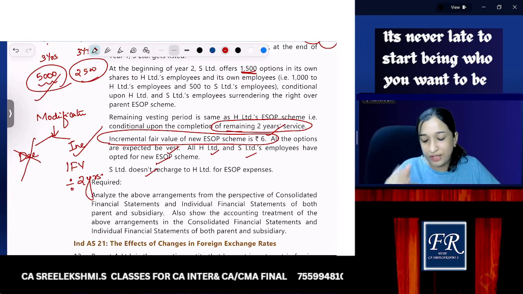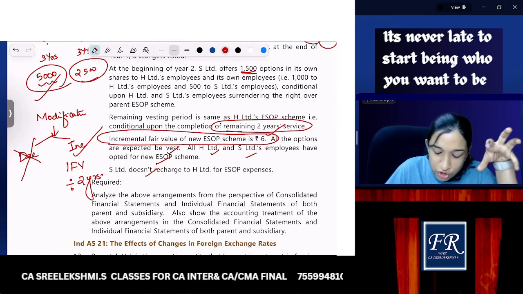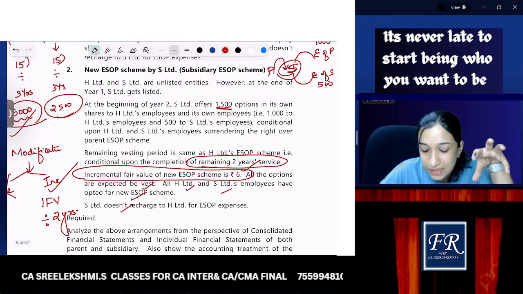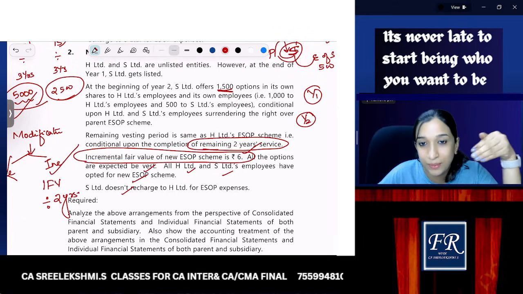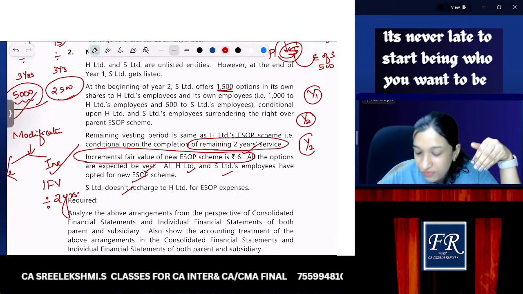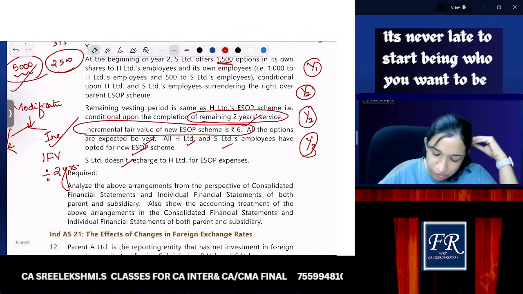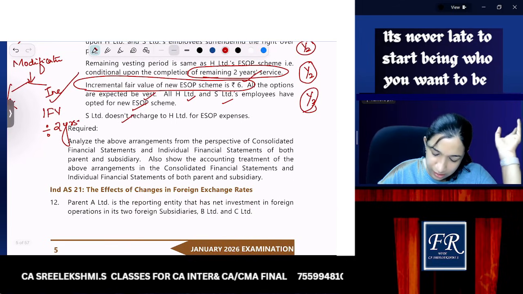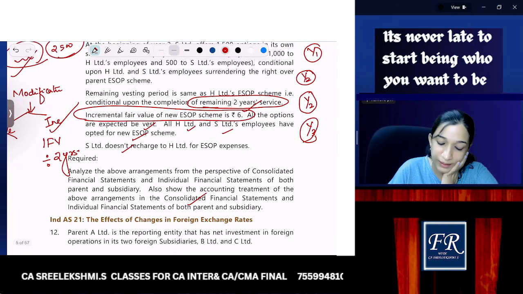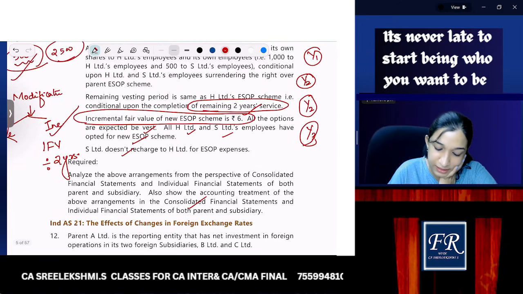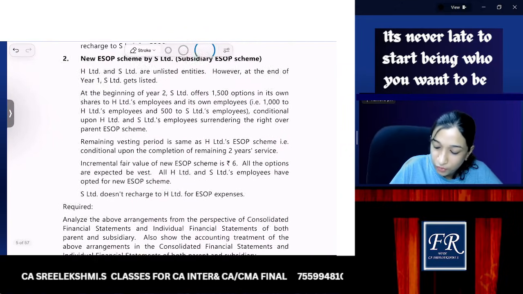S Limited doesn't recharge H Limited for ESOP expenses. So there is a change. In year 1 I have already passed journal entries, but at the beginning of year 2 there is a change. So what change should I bring in? And what are the entries at the end of year 2, and what are the entries at the end of year 3? What is the accounting in the books of the parent, the subsidiary and the consolidated financial statements? So please listen. What is the accounting? So this is an equity settled plan. So what is the first?